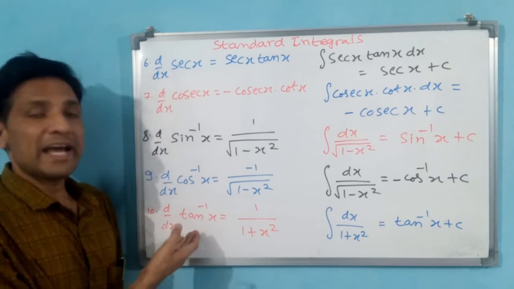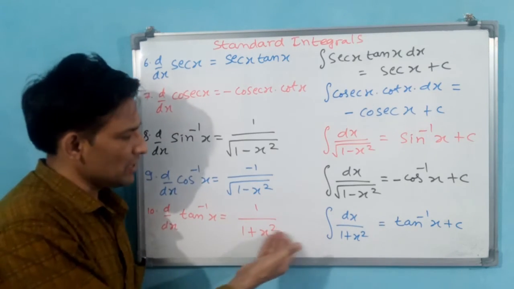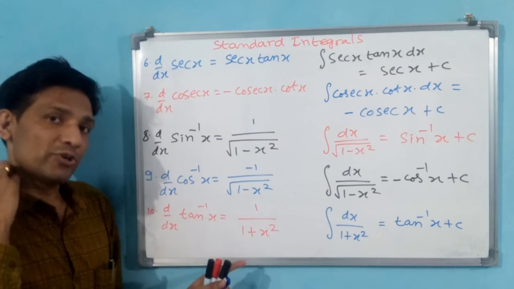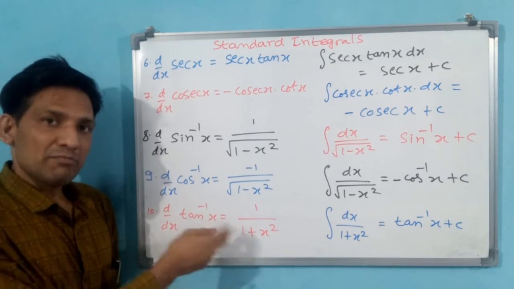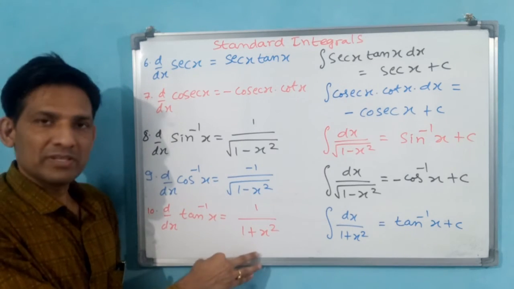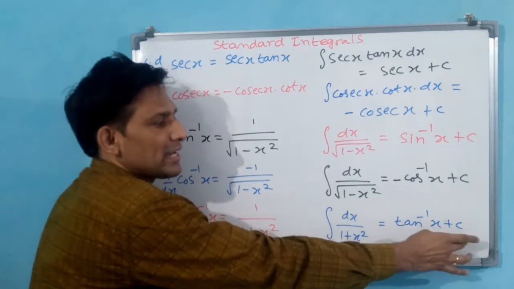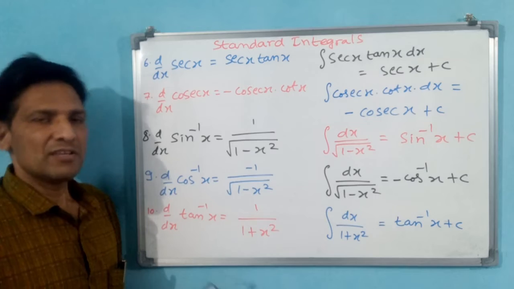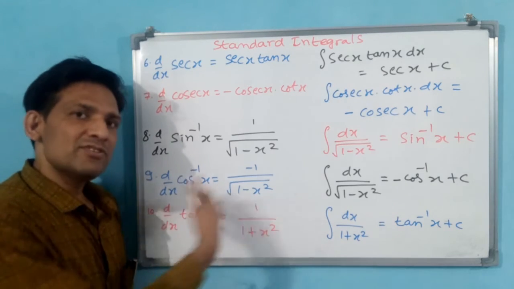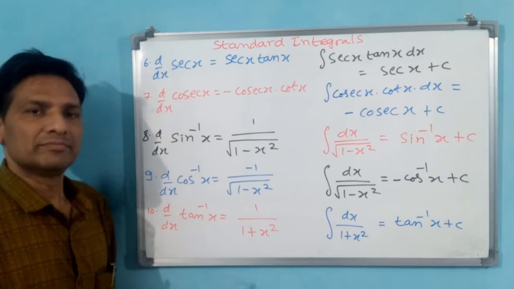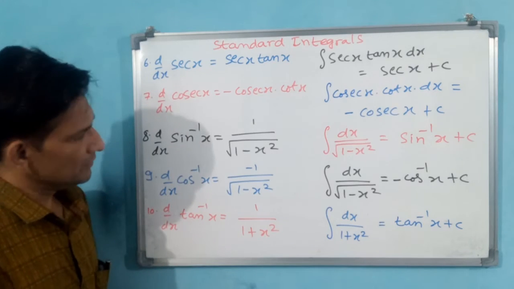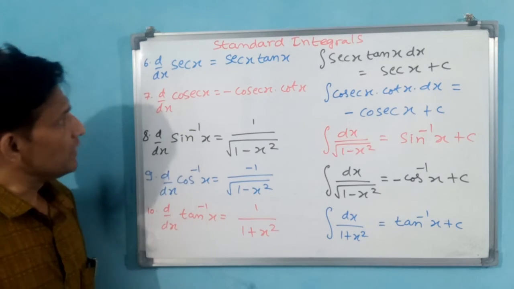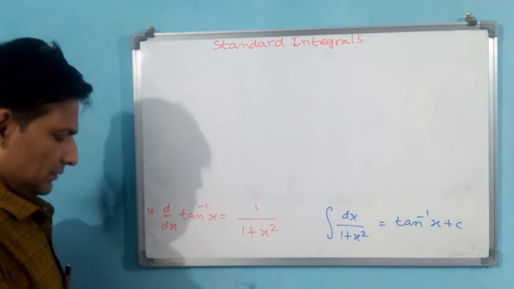Why that c? Here tan inverse plus 3 will also give the same 1 by 1 plus x square only, because that 3 is going to give 0. Tan inverse minus 6 also gives the same thing. That is why we are writing plus c, but that constant may be minus, plus, or 0. If nothing is there, 0. Okay? Tan is over. Then we go for cot.